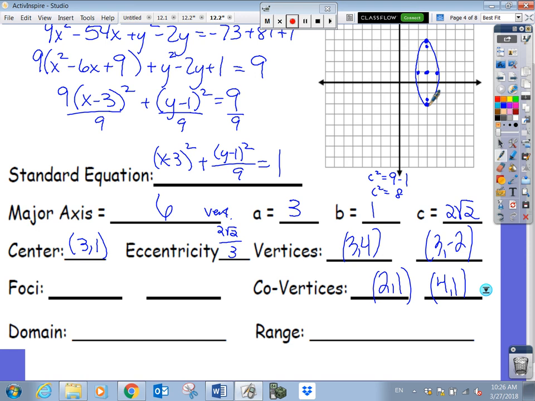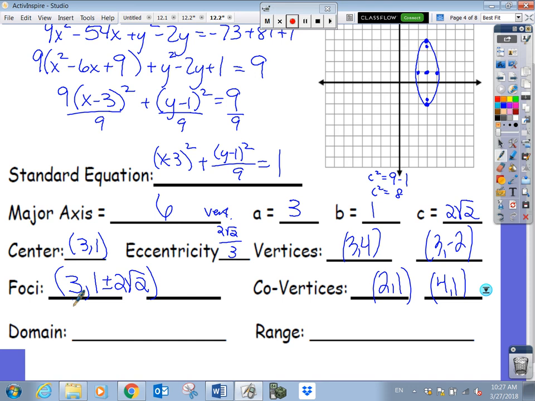And the way we write that, the focus started at the center and went up and down, so that means the y value changed. So from the center, 3 stayed the same, and from 1, we went up and down 2 root 2. The foci are always on the major axis. So if the ellipse is up and down, the y value is going to change for the foci. If the ellipse is horizontal, side to side, then the x value of the center is what's going to change.